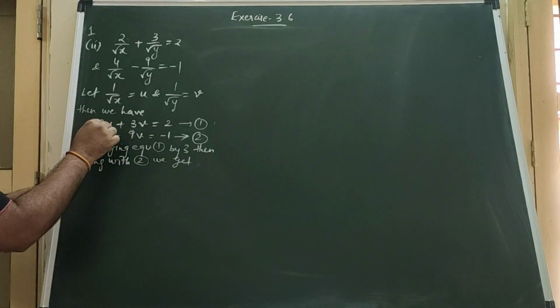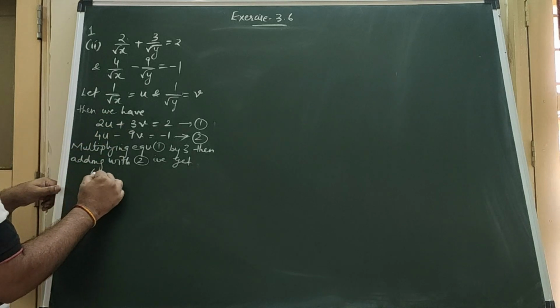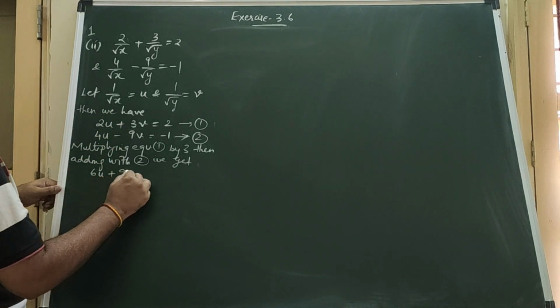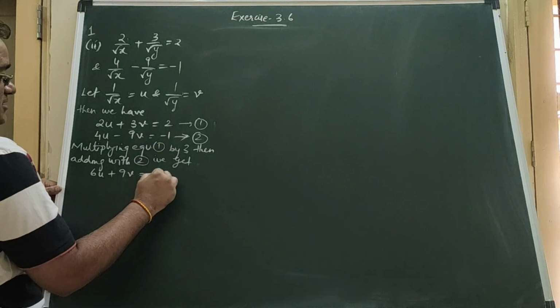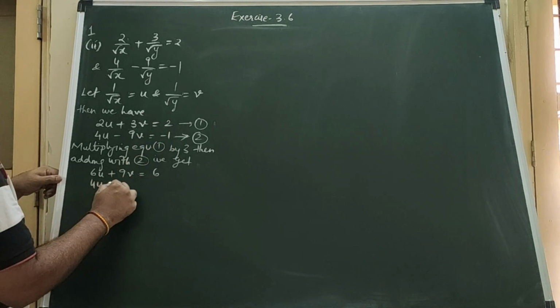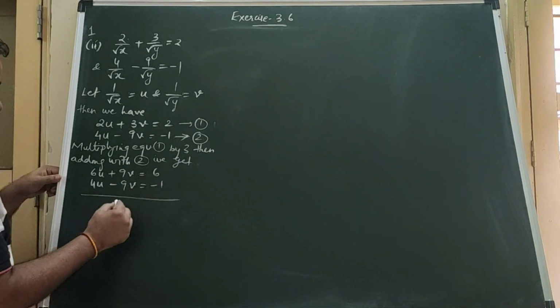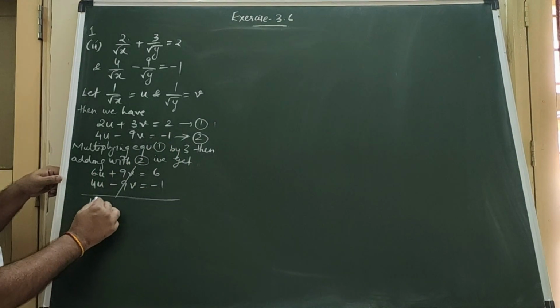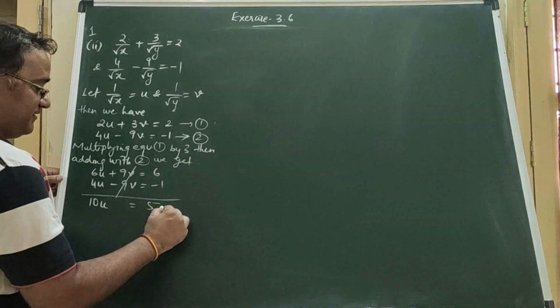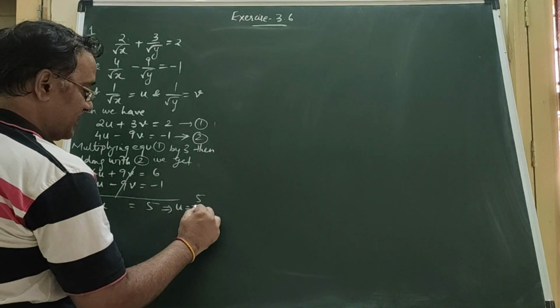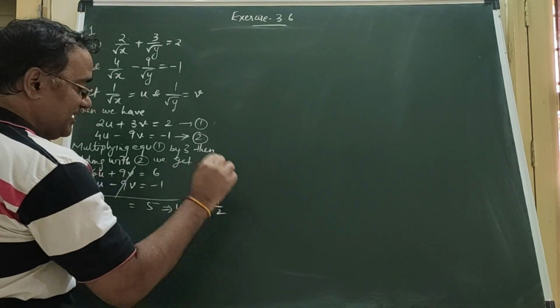Okay, so I am multiplying this by 3. 6u plus 9v is equal to 6. 4u minus 9v is equal to minus 1. These two will be cancelled. We got 10u is equal to 5. So u is equal to 5 by 10, that is 1 by 2.